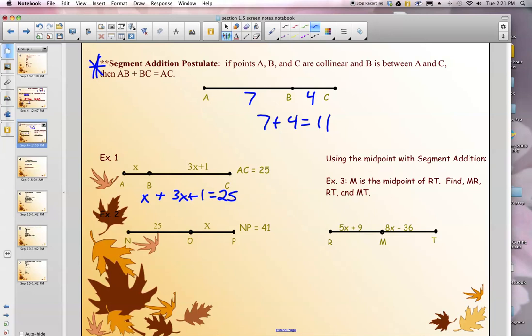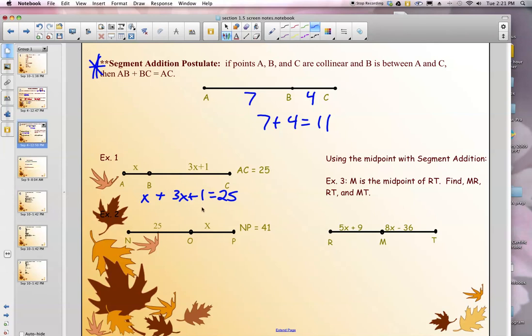So now we're using segment addition still, but our problem looks a little bit different, and kids have a hard time going from using plain numbers to all of a sudden having those silly letters in there. So understand that it means exactly the same thing. With segment addition, you're taking a smaller segment, adding it to another smaller segment, and when you add them together, you get a bigger segment. And now here it's just an algebra problem.